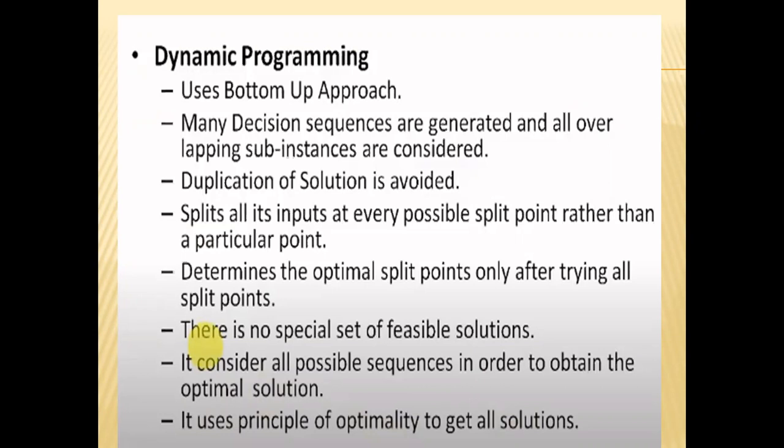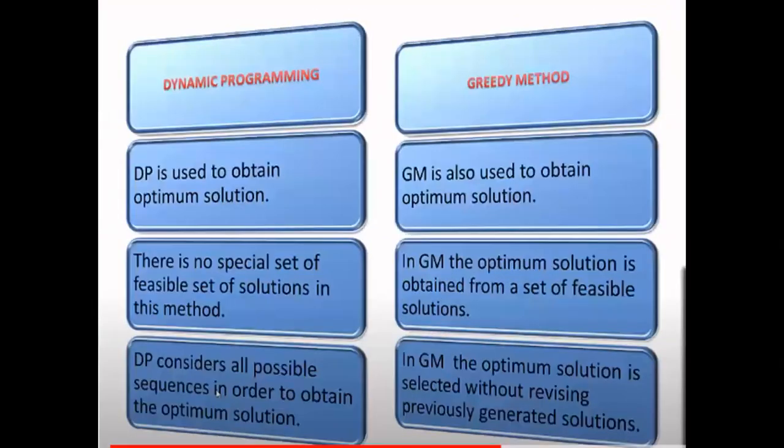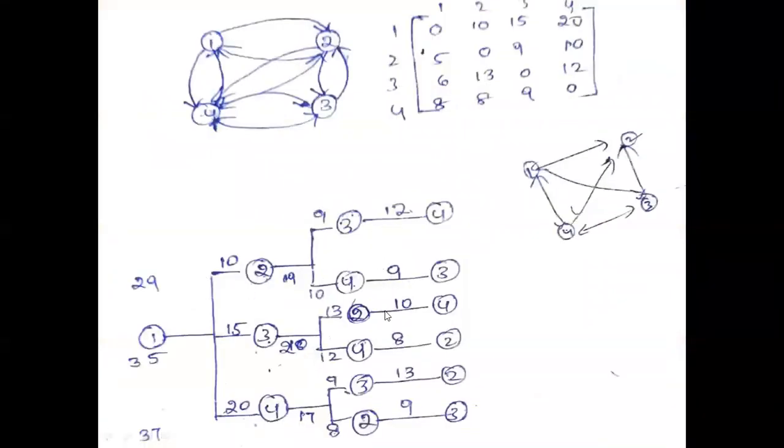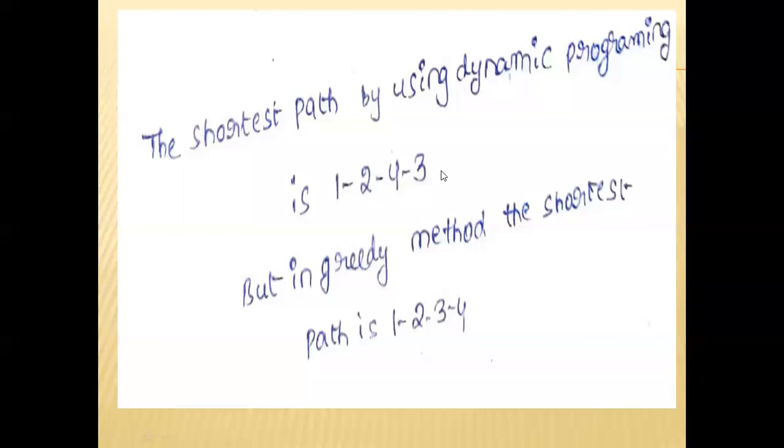So totally, in the greedy method we have only a single sequence of decisions, but in dynamic programming we have multiple sequences of decisions. There is no guarantee of getting the optimal solution using the greedy method, but in dynamic programming you must get optimal solutions. For example, in the previous one, the shortest path by the greedy method is 31: 1 to 2, 3 to 2, 3 to 4 is 31. But in dynamic programming, you consider all the possible paths, totally 6 possible paths, and the shortest path is 29.